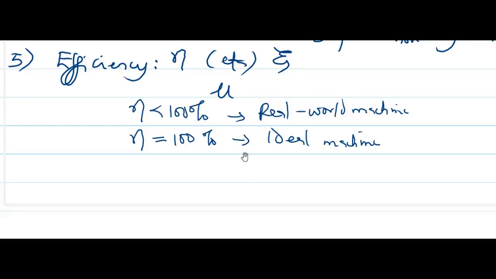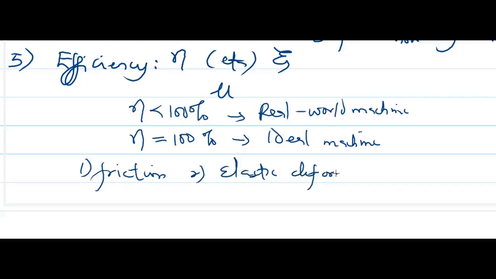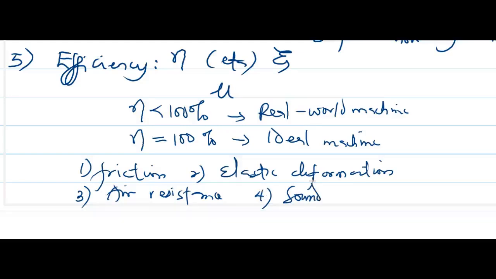Okay, what are the things that cause energy loss in a real world machine? Friction can cause it. Friction causes energy loss. Elastic deformation causes it. Those are the things that make the efficiency less than 100%. Air resistance causes it. And we also have sound energy. Sound energy causes it.